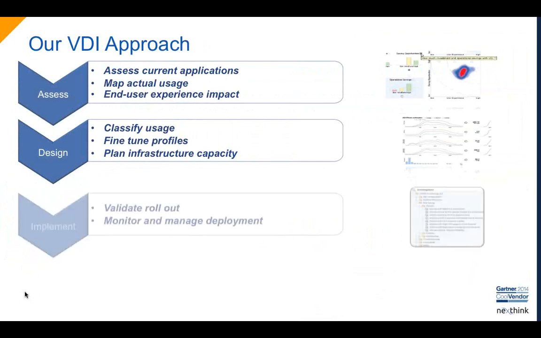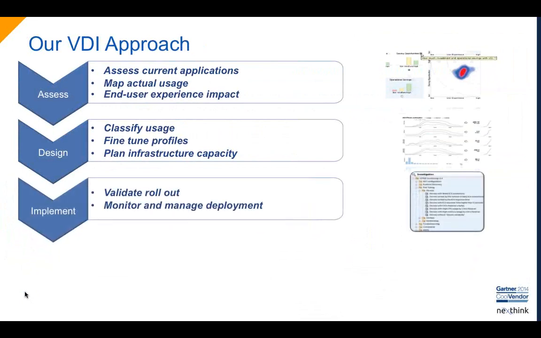Then, during the implementation phase, we can validate the rollout and we can monitor and manage the deployment. So we can know which devices and which users are still using their physical desktops, or which users are really being migrated to VDI and are working on virtual applications or virtual desktops. So Nexthink can validate this and help us in the implementation and give us nice dashboards and reports on how my migration progress is going.